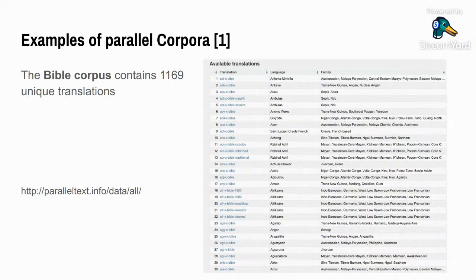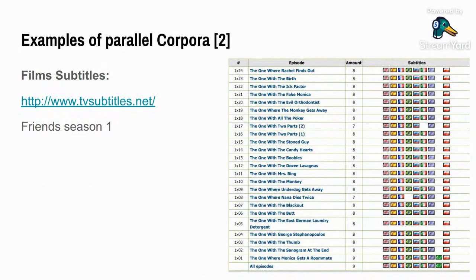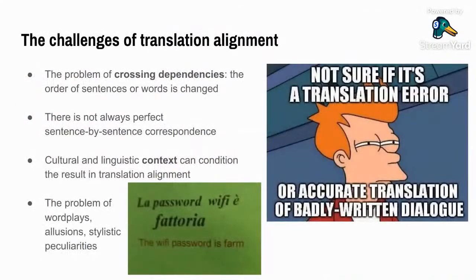Here we can show some examples of parallel corpora. The Bible corpus contains here more than 1,000 unique translations. This is the most famous parallel corpora, a historical text, so we can find so many languages and multiple translations in the same language. We have also, for example, film subtitles. We can have the European Parliament, the United Nations proceedings. So there are so many parallel corpora which we can use for translation alignment.